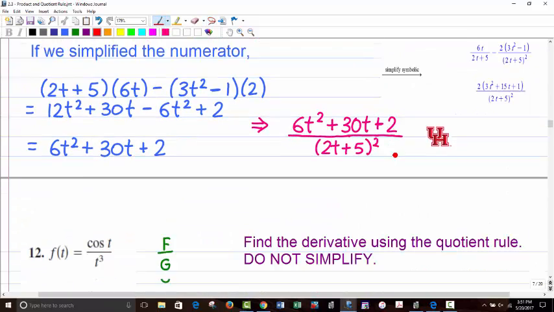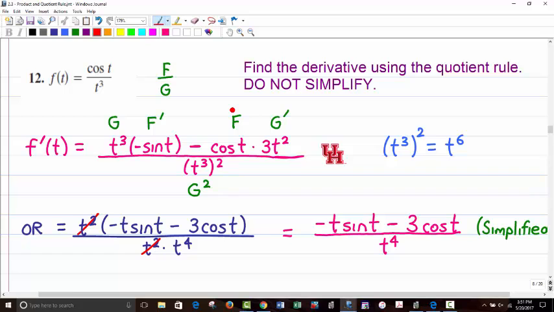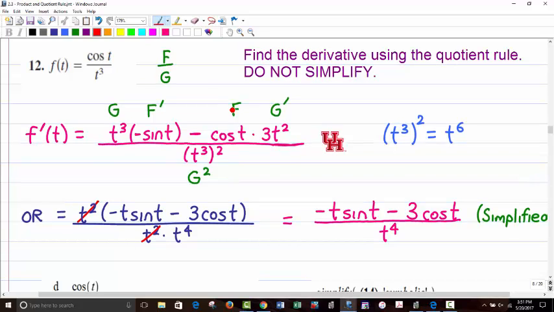So we'll do this. Let's come down here. Cosine of t divided by t cubed. So it'd be the bottom, t cubed, times the derivative of the top, which is negative sine of t, minus cos of t times the derivative of the bottom, t cubed, which is 3t squared. Then on the bottom we have t cubed squared, which will be t to the sixth. That's correct. There is the derivative.